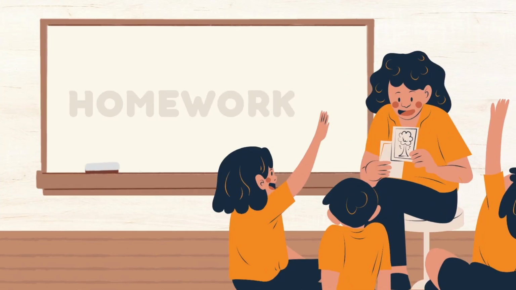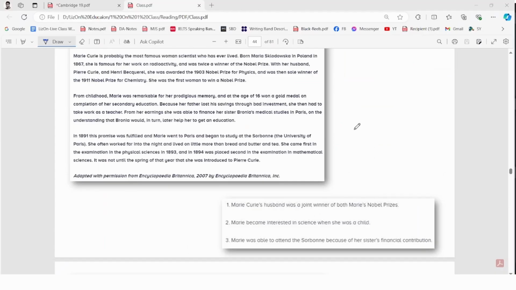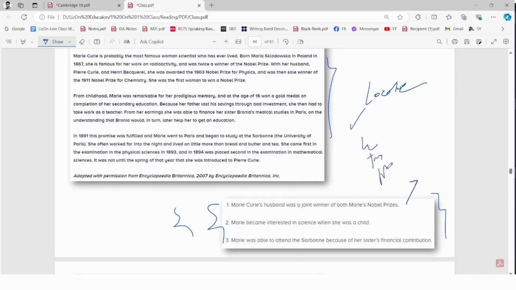Now I'll give you a homework, a very short homework for you. This is the passage. The 3 questions, just solve them the way I have taught you. First try to find the keyword and locate it here. First locate, and then read the question. Try to understand why this question can be true, why it can be false, why it can be not given.